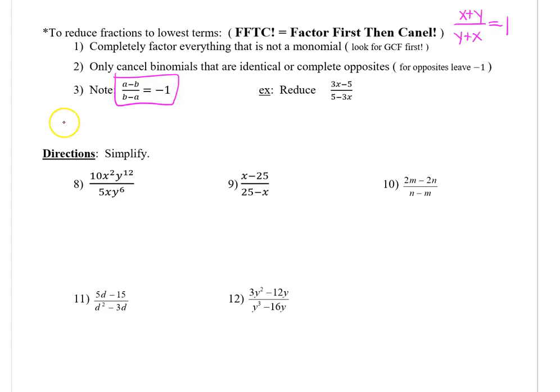Pick any two numbers. If I had 9 minus 8 over 8 minus 9 to represent A and B, 9 minus 8 is 1. 8 minus 9 is -1. That reduces to -1. So no matter what A and B are, it's going to reduce to -1. So for example here, these are exact opposites with subtraction, so I know right away those equal -1.